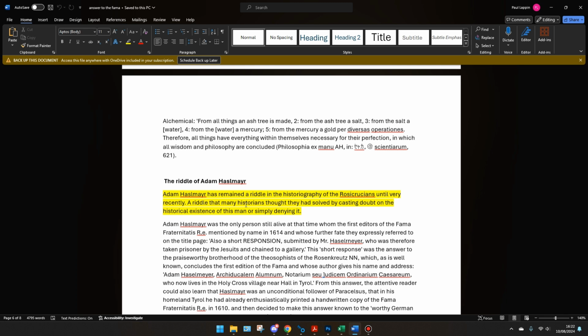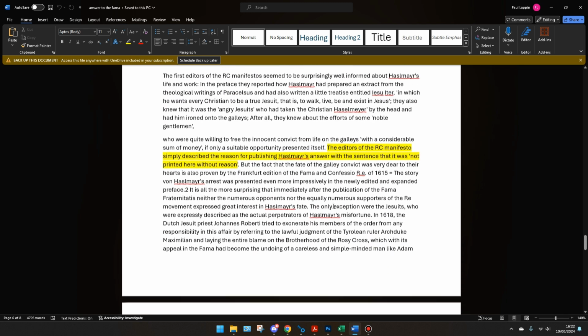But this seems to ring a bell with us at the Green Man, because I think a lot of stories have been made up by the Rosy Cross and allowed to, I don't know, gestate, I suppose, and grow, and they were never checked. And I could possibly be wrong here, but we are going to try to get to the bottom of it. Like the RC Manifesto, this was something I picked out. It says, the editors of the Rosicrucian Manifesto simply described the reason for publishing Hasselmeyer's answer with the sentence that it was not printed here without reason.